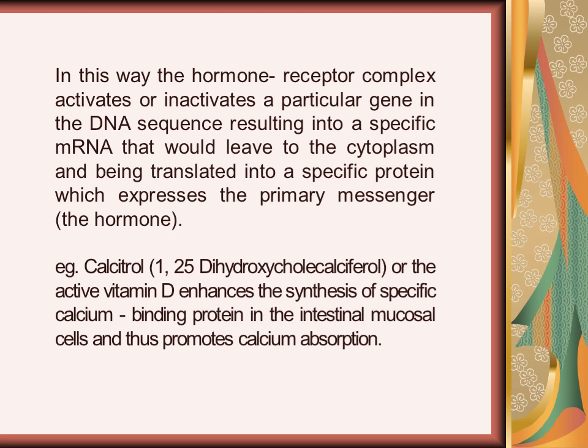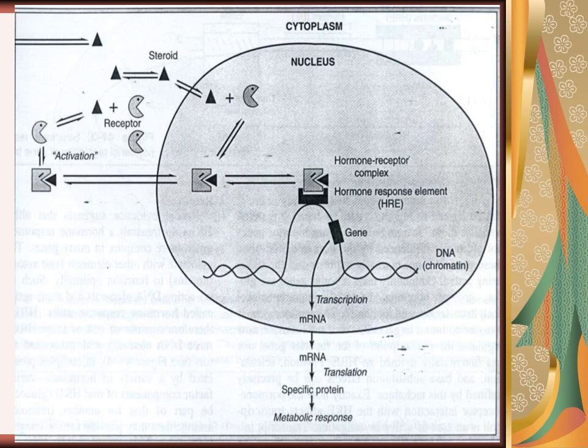In this way, the hormone-receptor complex activates or inactivates a particular gene in the DNA sequence, resulting in specific messenger RNA that leaves to the cytoplasm and is translated into a specific protein, which expresses the action of the primary messenger, the hormone. For example, calcitriol, 1,25-dihydroxycalciferol or the active vitamin D, enhances the synthesis of a specific calcium-binding protein in the intestinal mucosal cell and thus promotes calcium absorption, as seen in this diagram.